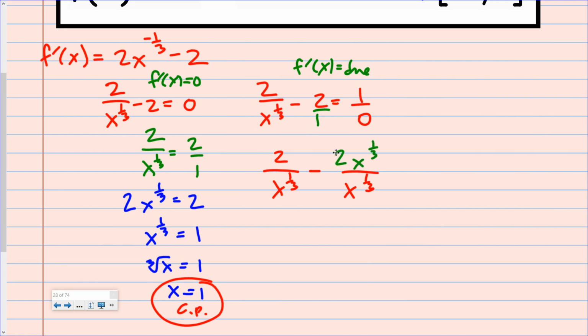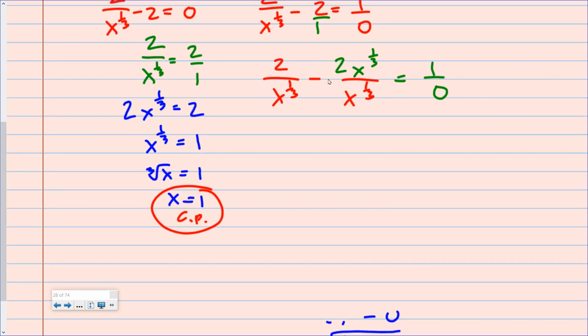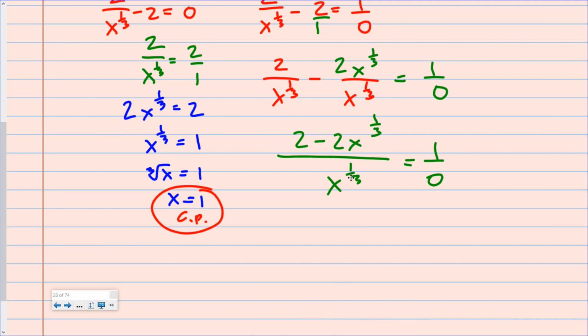Exactly. You guys good? So this becomes equals 1 over 0. Now, why did I try to get a common denominator? Because common denominators allow me to combine this into one fraction. Okay, so you've got to get good at these fractions. The nice thing about combining these into one fraction is when I cross multiply here, look what I get.